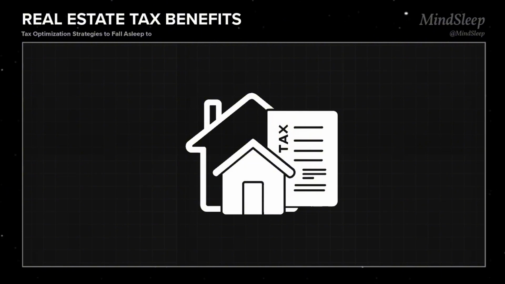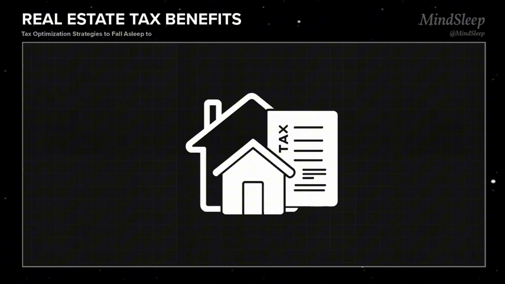At its core, real estate tax benefits revolve around the concept of property as a depreciating asset. While this might seem counterintuitive, given that real estate often appreciates in value over time, the tax code recognizes the gradual wear and tear on buildings and structures. This recognition forms the basis of one of the most powerful tools in real estate taxation: depreciation.